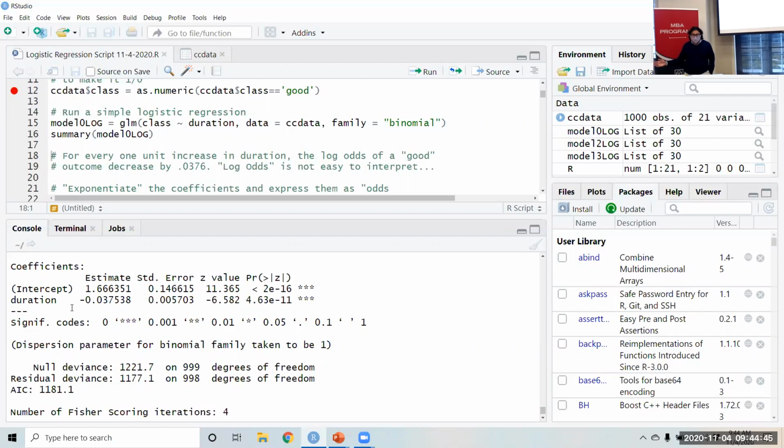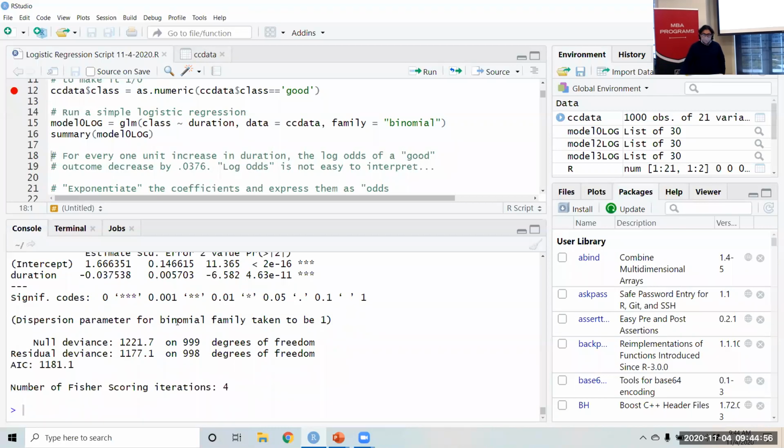So the longer the duration of the loan, the less likely it is to be paid back in our data set, right? Now the question is, what's the effect size here? Like how strong is this relationship actually going to be? And what we said is that what we have right now are log odds, right? What we want to do is convert to odds ratio because log odds are difficult to interpret, like we said.